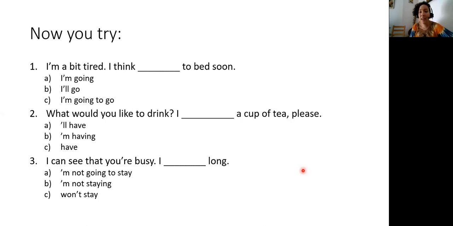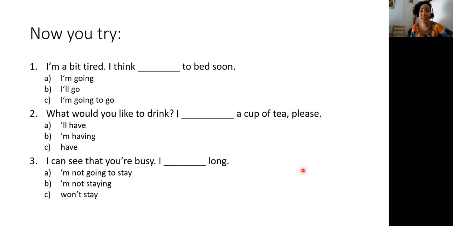Notice that the contracted form of will not is won't, okay? This is the negative form of future simple, contracted. So in all 3 examples, they're expressing a spontaneous decision. Okay, this is not inevitable facts, but spontaneous decisions.